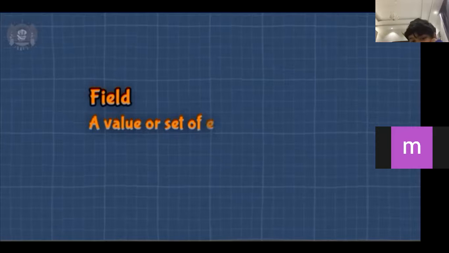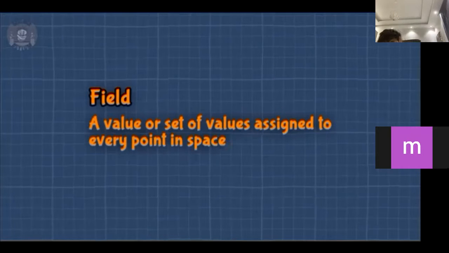What's a field again? Okay, that's a fair question. A field is a value or set of values assigned to every point in space. But jumping right into the EM field could be a bit overwhelming. Let's start with gravity. It's a little easier to imagine and a lot easier to work with.